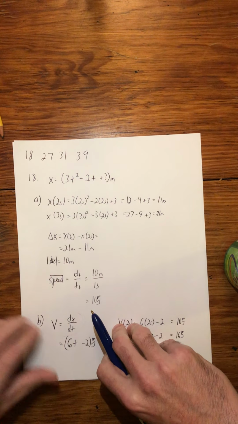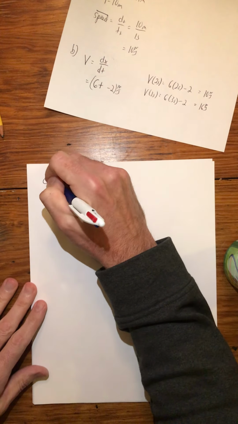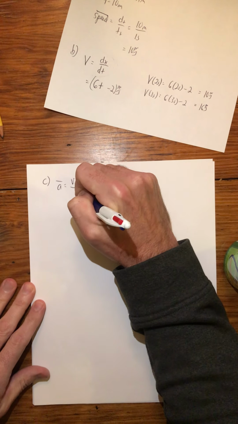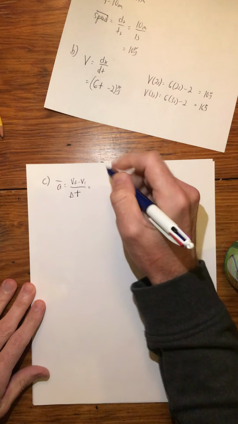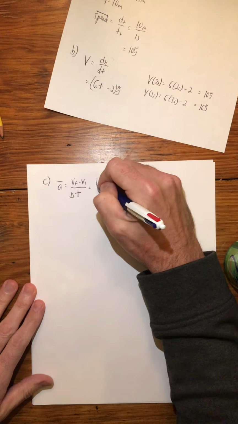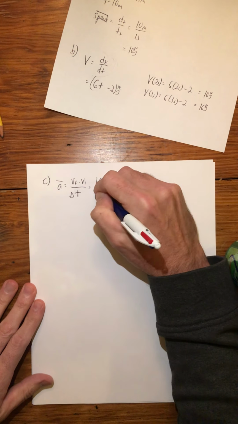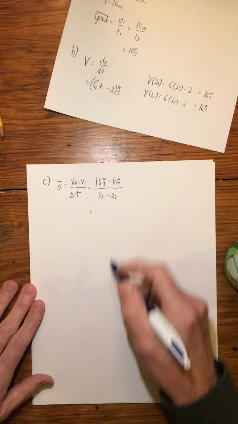So the next thing I want to know is the average acceleration. We know that the average acceleration is just going to be v final minus v initial over the time period, the delta t in this case. So in the time period 2 to 3 seconds, using our stuff from before, 16 meters per second minus 10 meters per second, all over 3 seconds minus 2 seconds, because that's the interval. And there we go.